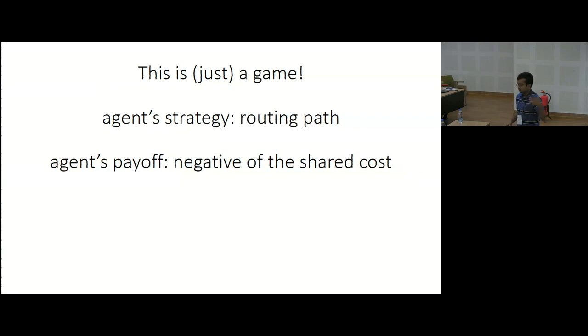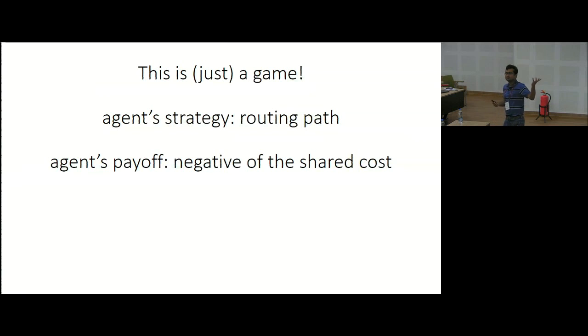The payoff of the agent, how much the agent gets paid in a particular setting, in a particular choice of strategies, is in fact the negative of the shared cost of the agent. In the way games are usually set up, there are a bunch of agents, every agent has a set of strategies, and given the strategies of all the different agents, you have a payoff for every agent, and every agent's individual interest is simply to maximize her own payoff.